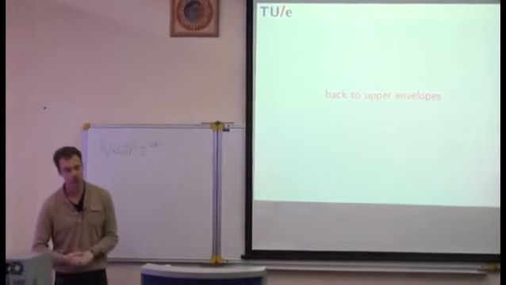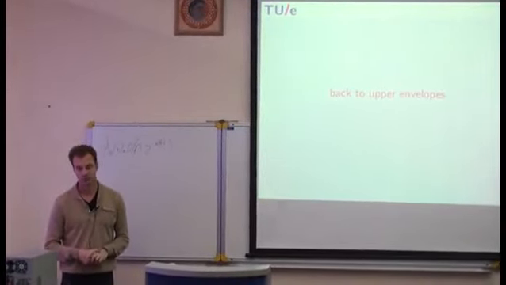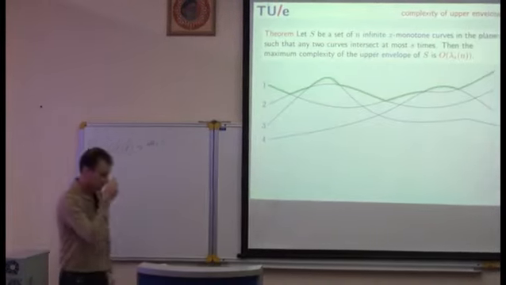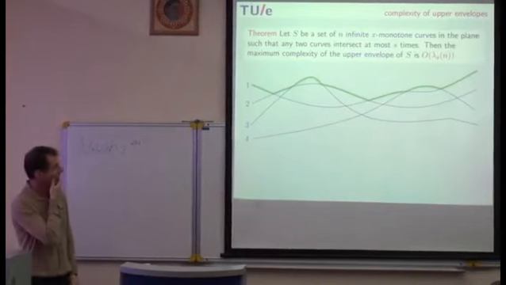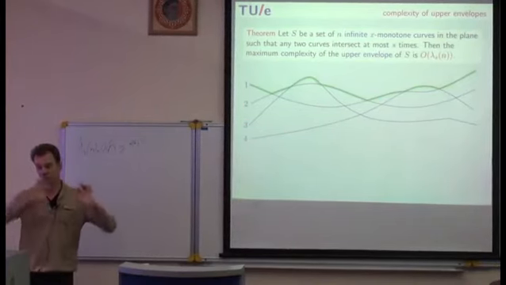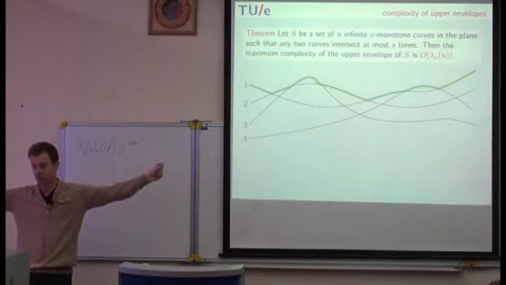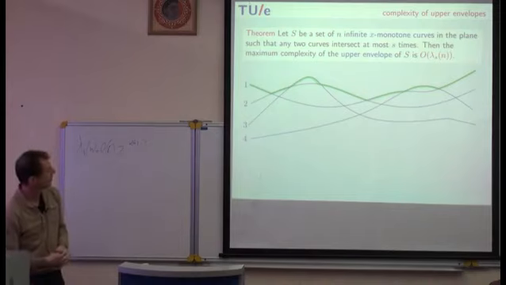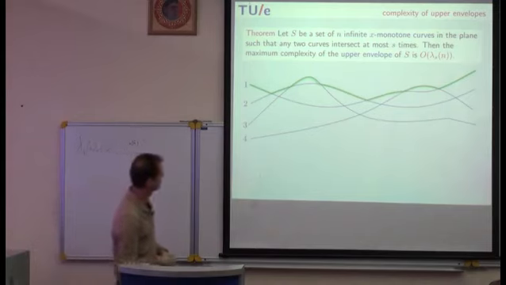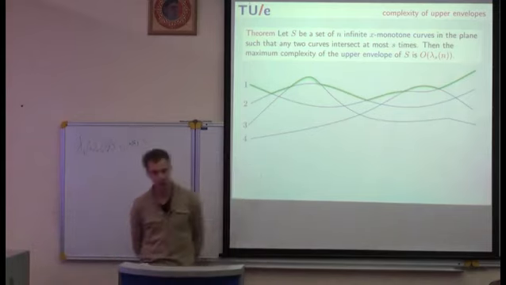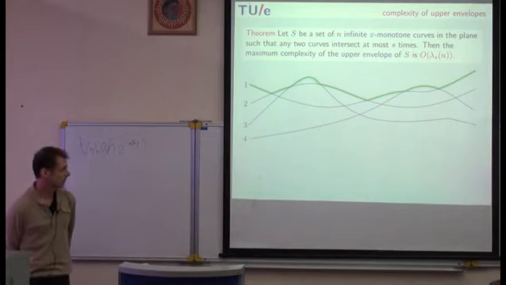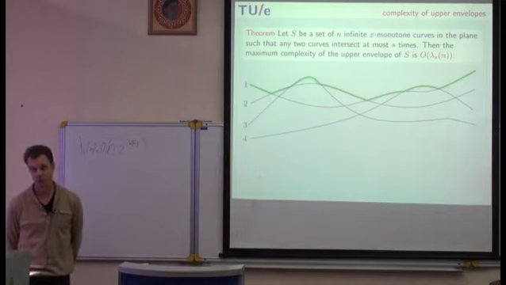So now let's see how we can use this for upper envelopes. It's actually not so hard. Let's say I have n functions, or curves, that are infinite, so they go from x minus infinity all the way to x plus infinity. So they're fully defined functions, x monotone. And now I claim that the complexity of the upper envelope is order lambda s of n, where s is the number of intersection points.